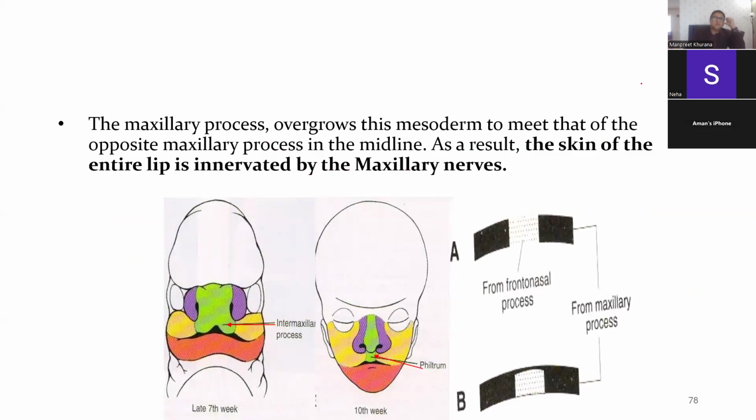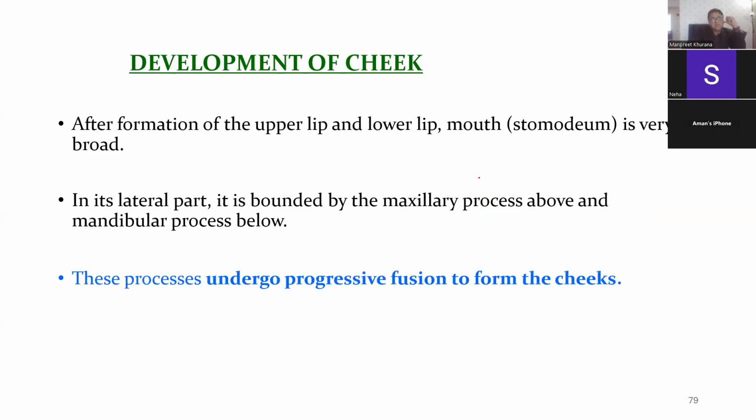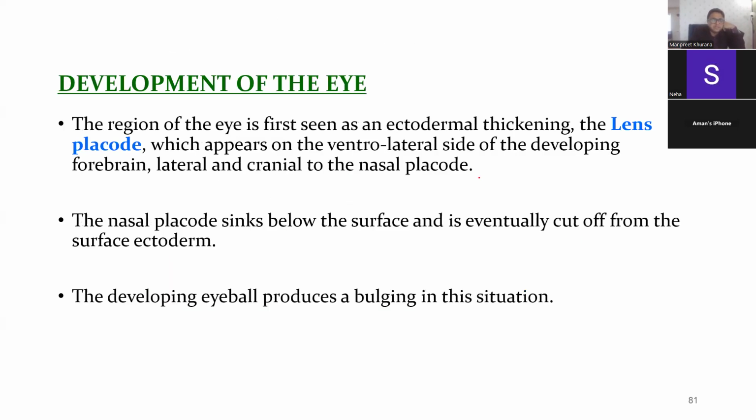The maxillary process overgrows this mesoderm to meet the opposite maxillary process. As a result, the skin of the entire lip is innervated by maxillary nerves. Development of cheek. I didn't find any question related to the development of cheek and its derivatives.